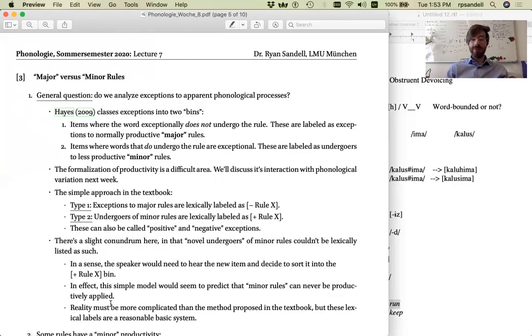So as I've said, this simple model would seem to predict that minor rules can never be productively applied. But the reality of the situation is indeed more complicated. Sometimes there are cases in which rules that seem to require the plus marking of minor rules are applied to new examples.